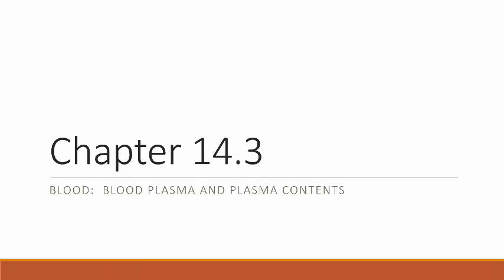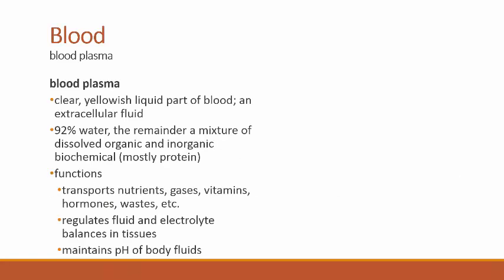So we've talked a lot about formed elements. Now it's time for us to talk a little bit about the plasma and the stuff that is dissolved in the plasma. So we'll start there. Blood plasma is the clear yellowish liquid part of the blood, and we describe it as one of the extracellular fluids. I think back in the first class I introduced that term and told you that I would use this abbreviation ECF for extracellular fluids.